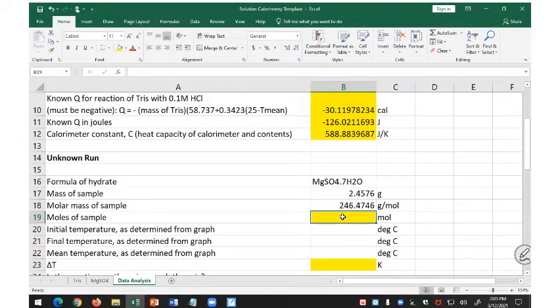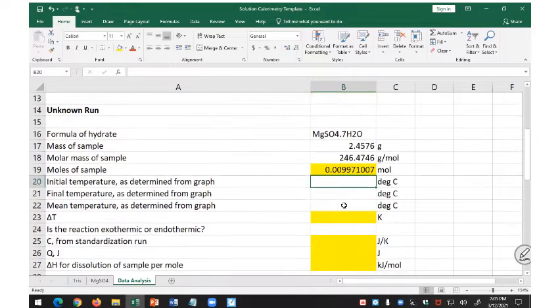Okay. Moles of sample would be how much? Mass over molar mass. So grams divided by molar mass. And make sure you round all of these off to the correct number of sig figs. Okay. So initial temperature is determined from the graph. Jaslyn's data, 384. Final temperature.